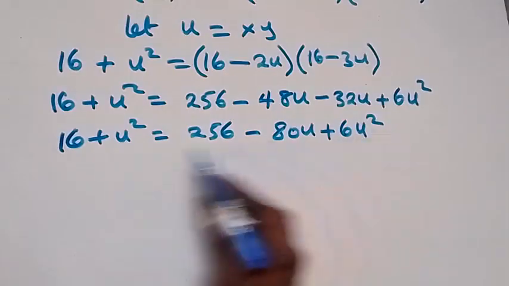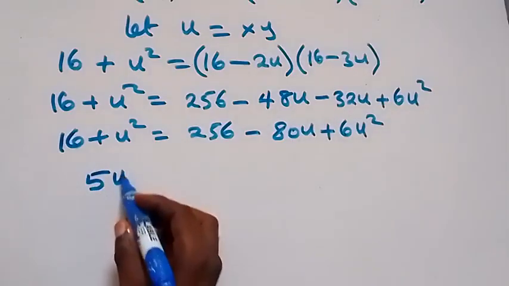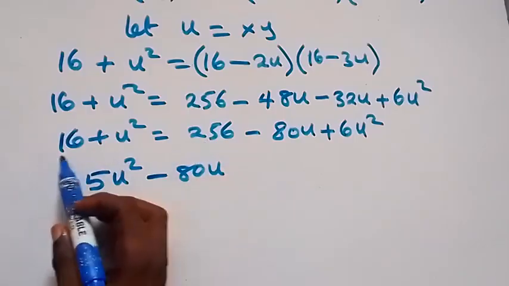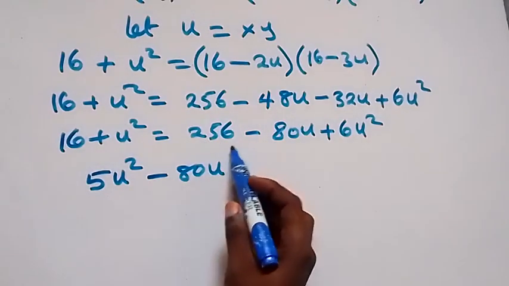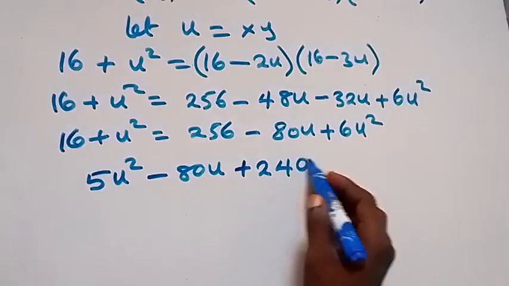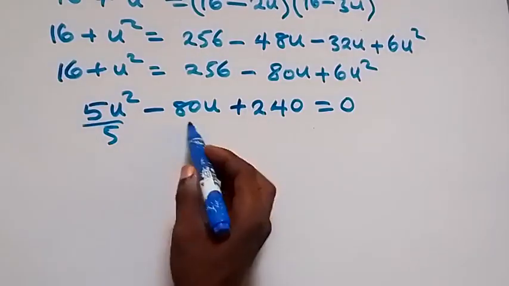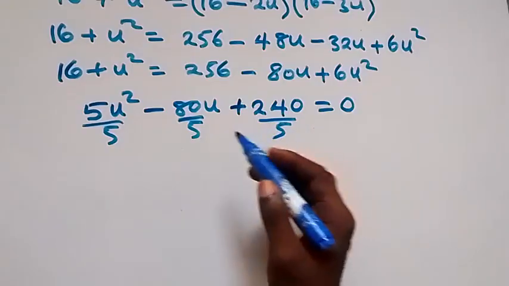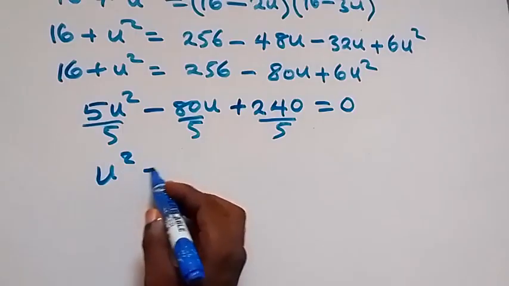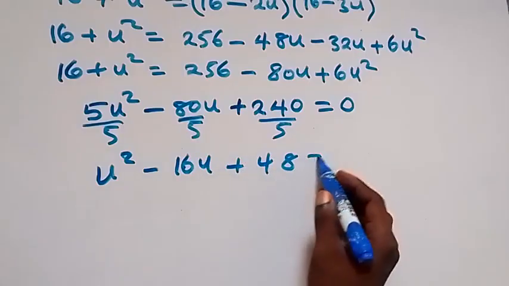Then let's take everything to one side. Here 6u squared minus u squared, now when plus comes here it becomes minus, so we have 5u squared minus 80u, then 256 minus 16 will give us plus 240, which equals 0. Also from here we can divide through by 5, and then when we divide through by 5, the 5 will cancel out, and this becomes u squared minus 16u plus 48 equals 0.